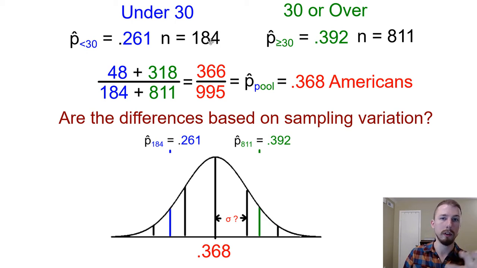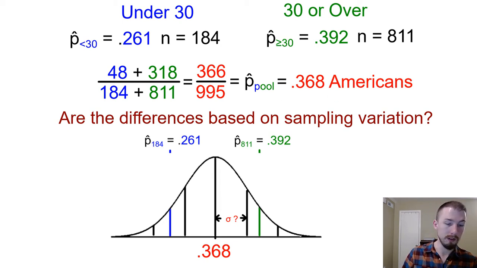So notice now we're not referring to them as under 30 or over 30. Now we're assuming that if the null hypothesis is true, it's just a large group of Americans and a small group of Americans. So what we have to do is pool those together, which is like finding a weighted average, which we talked about before in the probability unit. But basically, we would add all the people who snored. So we had 48 who were under the age of 30, and we had 318 who were over the age of 30. So a total number of people that snored would be 366 out of a total number of people who were part of our sleep study, which is 995. So our total pooled proportion is 36.8%.